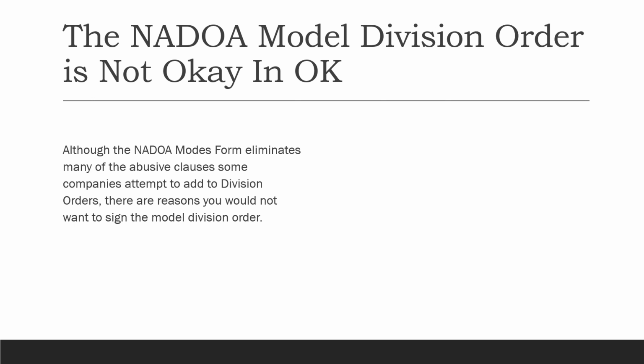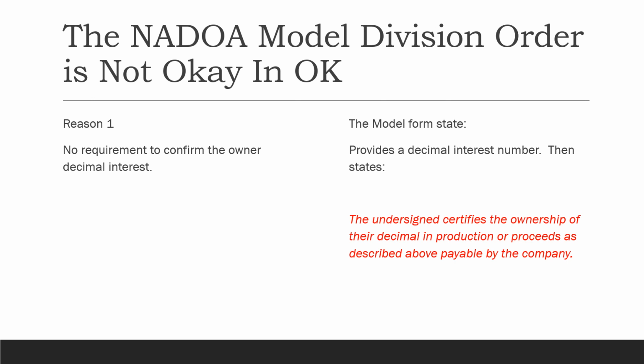Although the model form eliminates many of the abusive clauses that some companies attempt to add to division orders, there are still reasons why you would not want to sign the model division order. A division order will give you what's called an owner's decimal interest number and then asks you to confirm it. The model form asks you to agree as follows: the undersigned certifies the ownership of the decimal in production or proceeds as described above payable by the company.